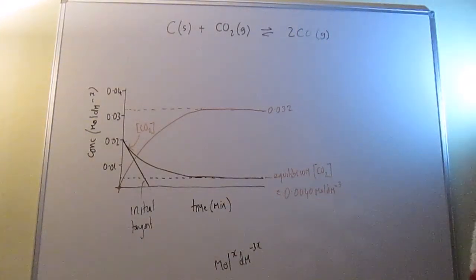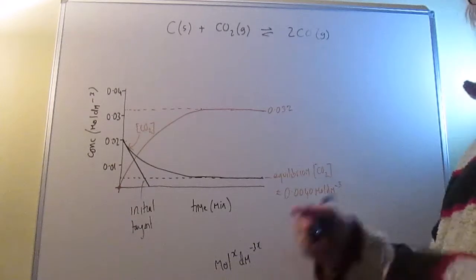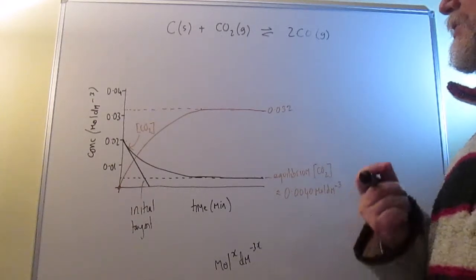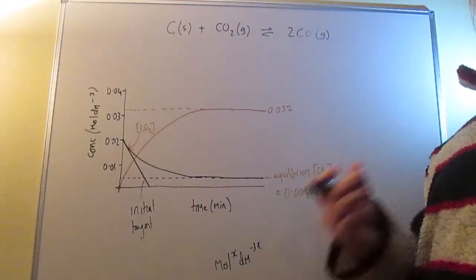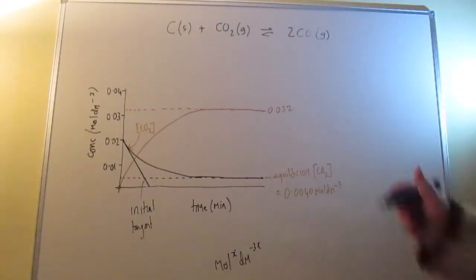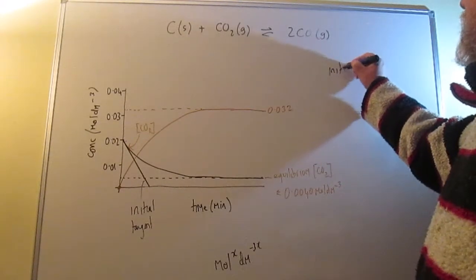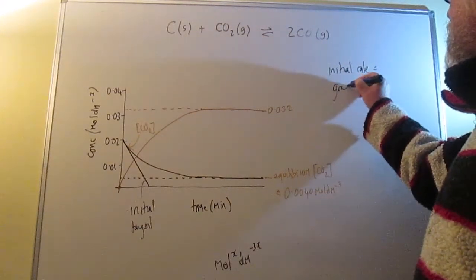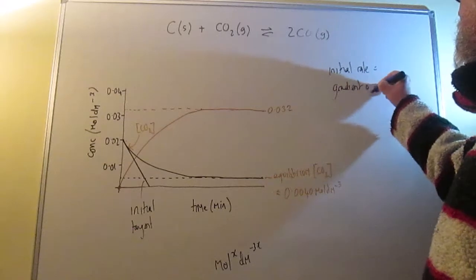Different people are going to get different numbers. It's quite difficult to draw those. They're going to give you a big margin for error. They're more interested in seeing that you know in principle how to do it than in how good you actually are at drawing tangents. So you get the initial rate is equal to the gradient of the initial tangent.